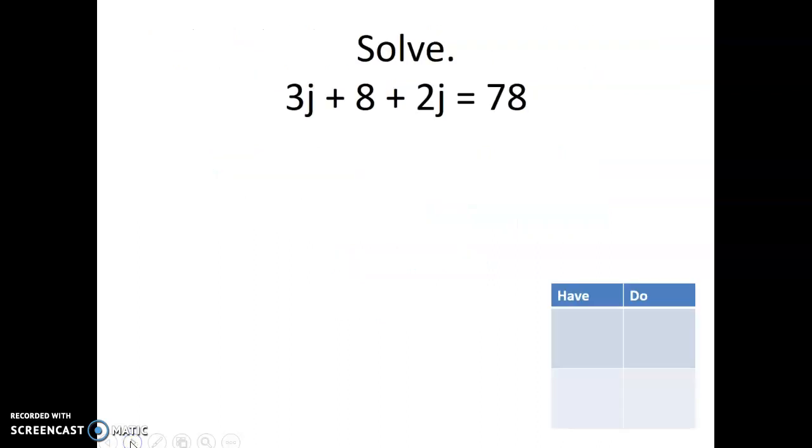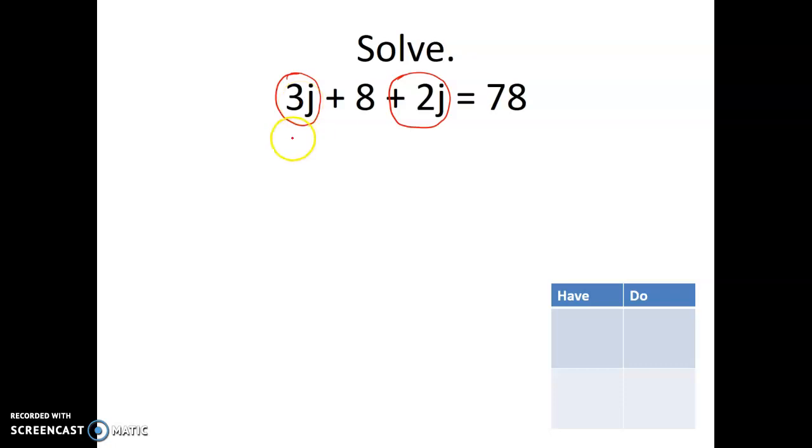So let's look at this equation. 3j plus 8 plus 2j equals 78. Now it doesn't look like a two-step equation because there's three terms there, but it really is. Do you remember in our last unit on algebraic expressions where we had to simplify the expression? Well, that's what we're going to do with the left side of this equation. We're going to simplify this expression by circling the like terms.